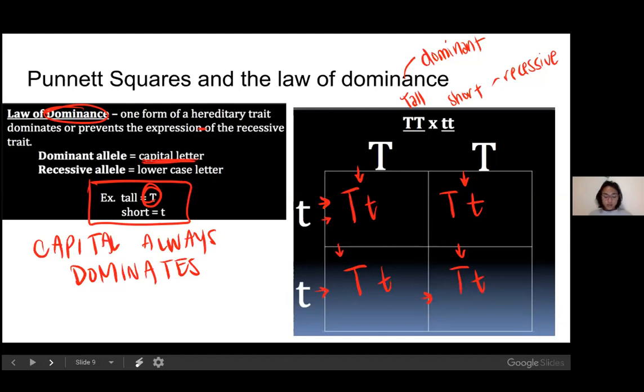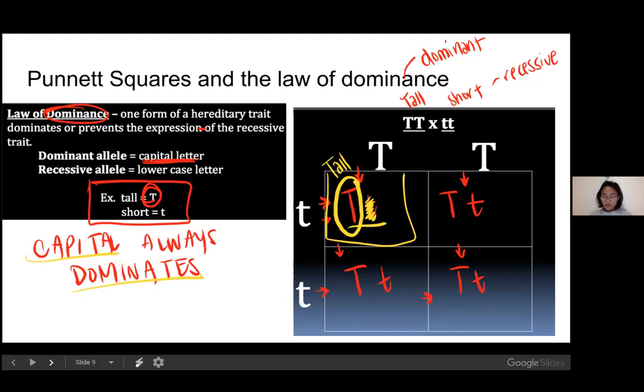Let's look at one genotype right here. I'm just going to box this one. So I see that there's a big T and a little t. Knowing that there's a law of dominance, I know that the big T is going to be really strong. Capital always dominates. So even though there's a little t, I can basically ignore it. That big T covers up that little t because it's dominant. So because the big T is dominant, this kid is going to be tall.